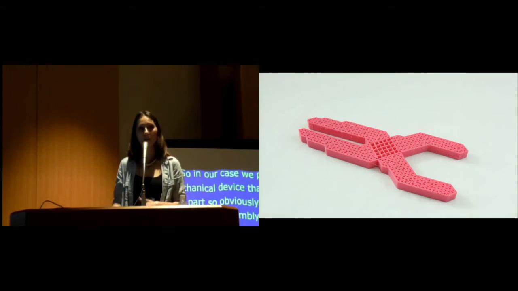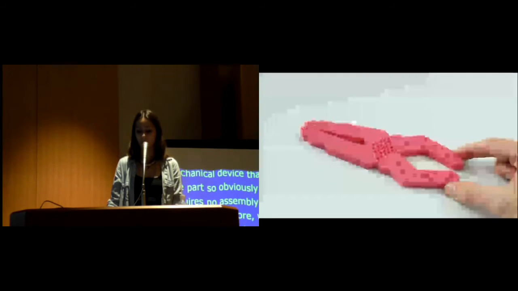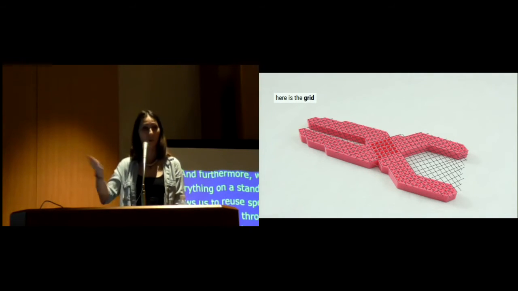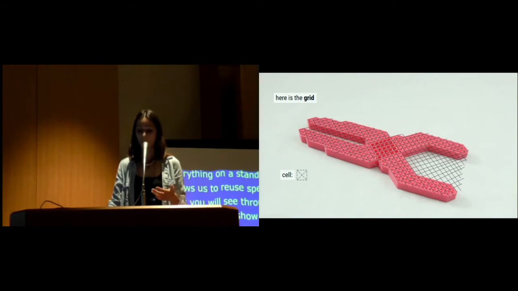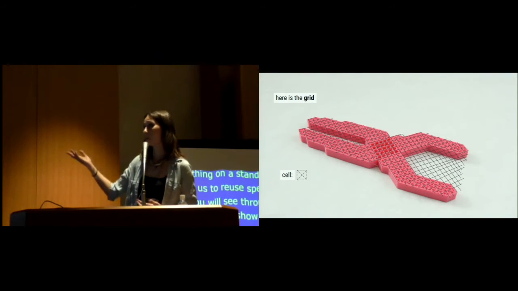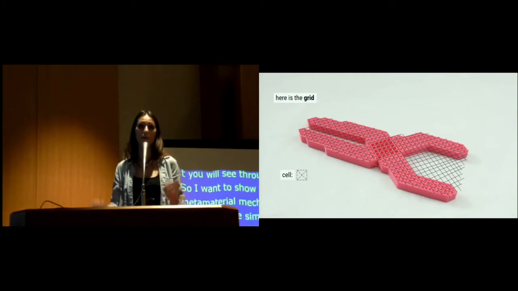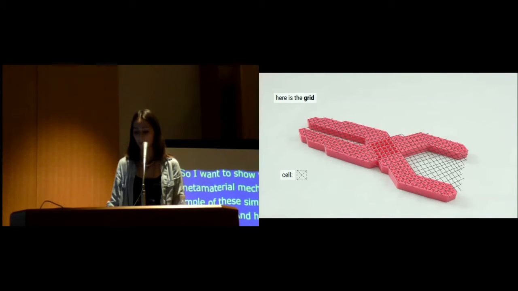So I want to show you the elements of metamaterial mechanisms at the example of these simple pliers here. So they work like this. And here you see the grid I was mentioning earlier. So the whole object is subdivided into cells of a regular grid, and each cell looks like this. So it's just a square with two diagonals, and we can pick any beam we want from there.